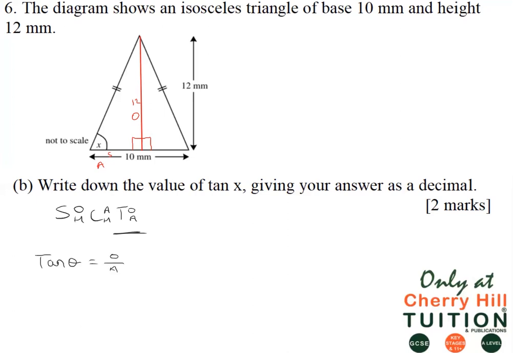And now we just plug our values in. So tan of theta, which is x, is equal to the opposite, which is 12, over the adjacent, which is 5. So the value of tan x is 12 over 5, and that's all you need to do. The only thing left is converting this into a decimal. So 12 over 5 as a decimal is 2.4, and that's your answer.